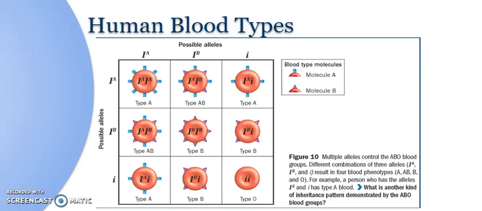So not only is this showing multiple alleles because you have A, B, O, but you also have codominance in terms of people with AB blood. You have recessive, where you have complete dominance to get the O type, right? And you have these multiple alleles, obviously.